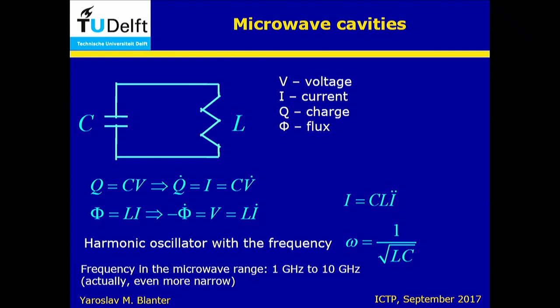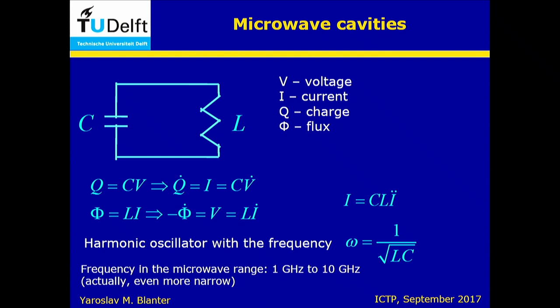For instance, if I take that one and take another derivative, right? On the right hand side, I will get L times I double prime. And on the left hand side, I will get V dot. And V dot, we know, is I over C, right? So if I write I over C equals L I double dot, and I put C on the other side, I get that equation. And we can also write the same equation for voltage, if you want.